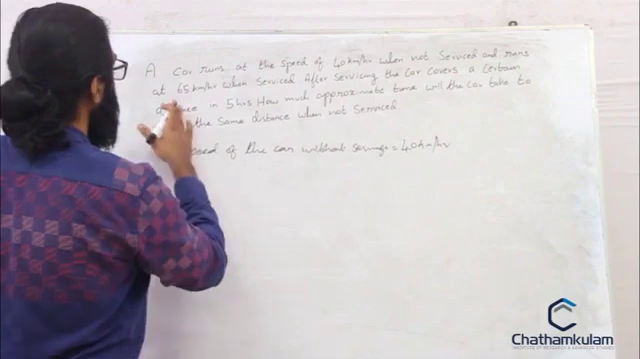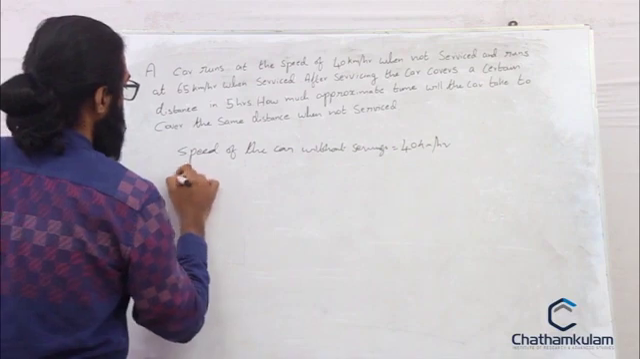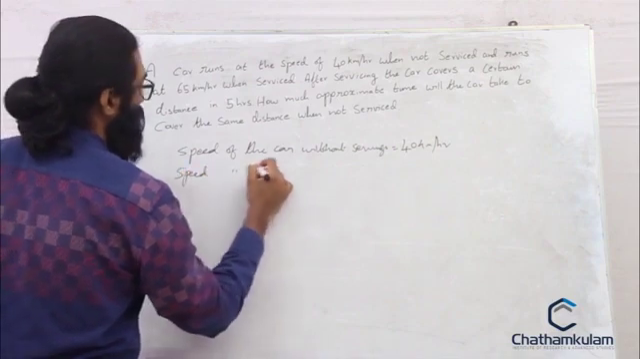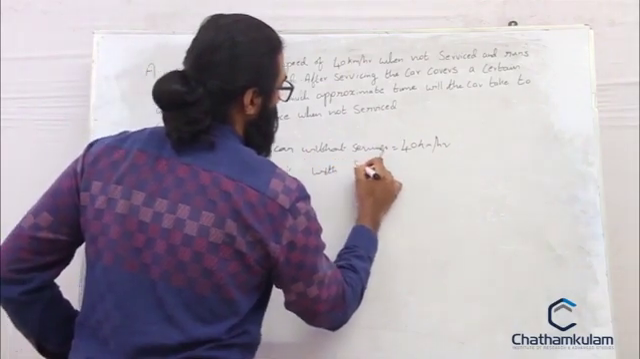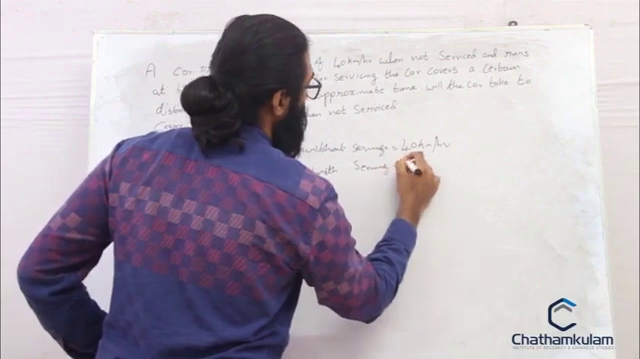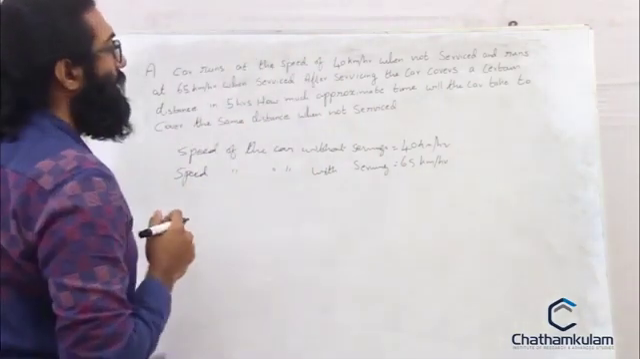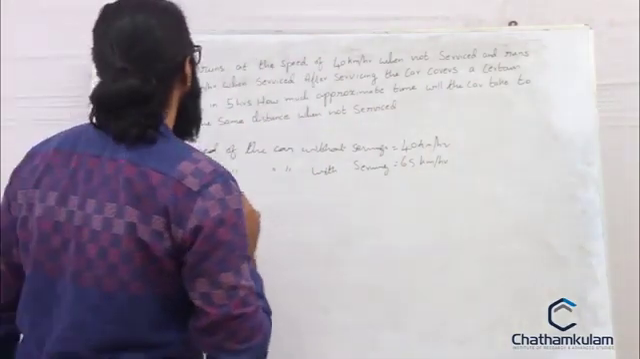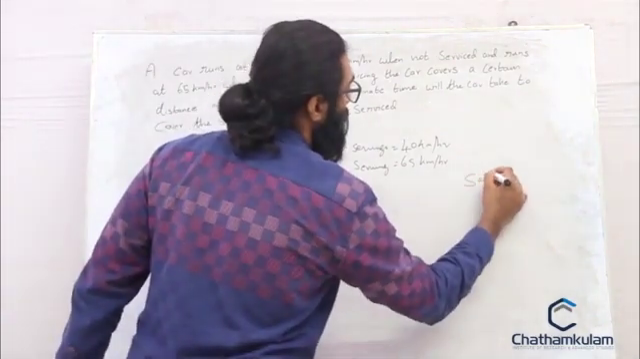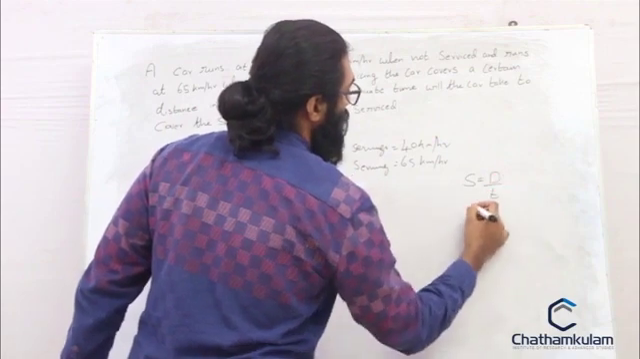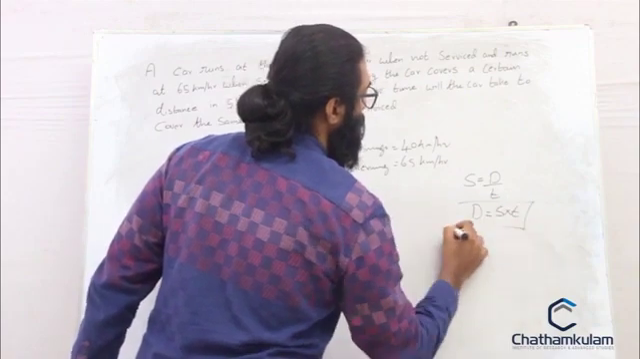And next, what is given? When it is serviced, it's 65 km per hour, right? Speed of the car with servicing is equal to 65 km per hour. After servicing, the car covers a certain distance in 5 hours. So we have the formula, speed equals distance by time. Therefore, distance equals speed into time, right?